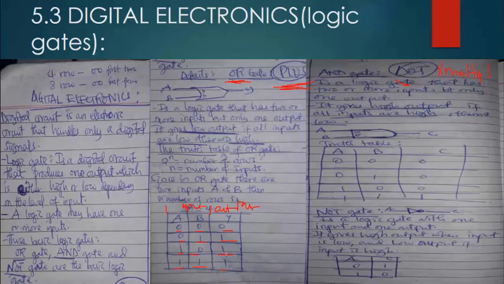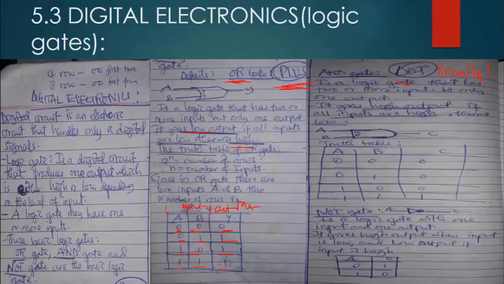Kwa mfano hapa tulipotoka ilikuwa inasema it gives low output if all inputs are low. Kwa tuangalie if all inputs are low. Hapa ni low na hapa ni low. Sawa? So it has to give a low output. Ndio inavyosema. Kwa hiyo inaendana na truth table yetu kwamba if all inputs are low, ina give low. Otherwise, if it's not that way, it will give a high output. Ndio maana ukiona hapa 0 na 1 ime give high. 1 na 0 ime give high. 1 na 1 ime give high.